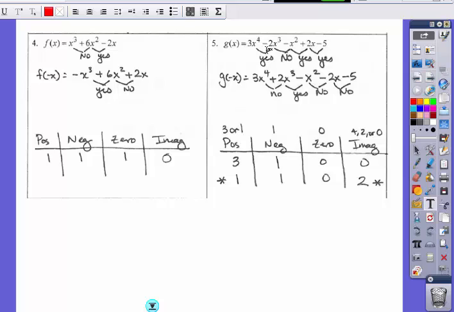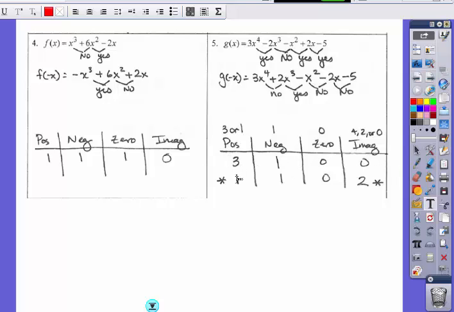For number 5, I have 3 sign changes, so I could either have 3 or 1 positives. When I do g of negative x, I have 1 sign change, so I have to have a negative root. For zeros, there's nothing I can factor out, so the 0 column is going to be 0, and then my highest power is 4, so I could have 4, 2, or 0 for maximum number of imaginaries. So when I plug it in, I can have 3 for positive, 1 negative. That gives me my 4, so everything else is 0.